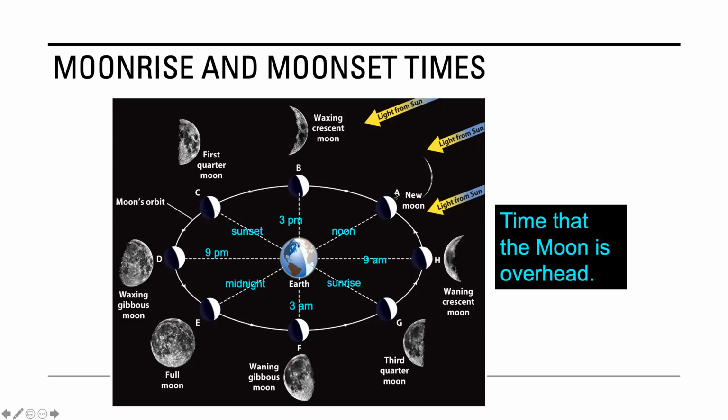If you zip all the way around halfway through the cycle to a full moon, look at the alignment here. You have the sun on one side of the Earth and the moon on the exact opposite side of the Earth. So if the sun is highest in the sky at noon, it will take the Earth 12 hours to rotate around for the moon to be at its highest point in your sky. So the moon would be highest at midnight, right?